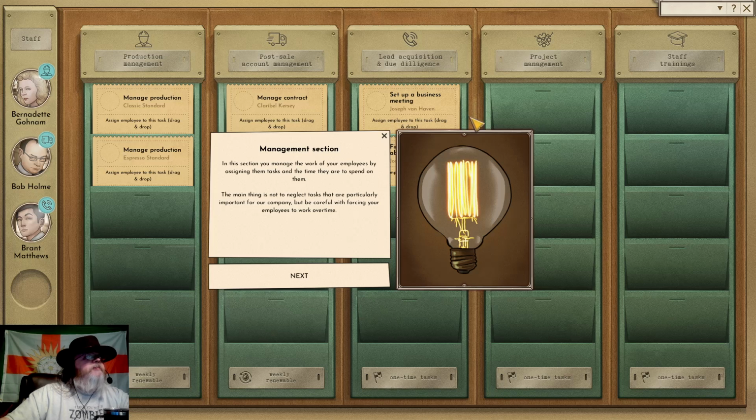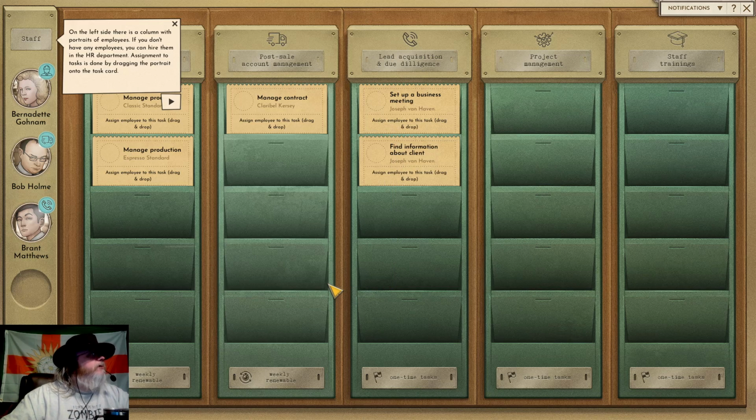Click here to open management. In this section you manage the work of your employees by assigning them tasks and the time they are to spend on them. The main thing is not to neglect tasks that are particularly important for our company, but be careful with forcing your employees to work overtime. Nobody likes crunch time.